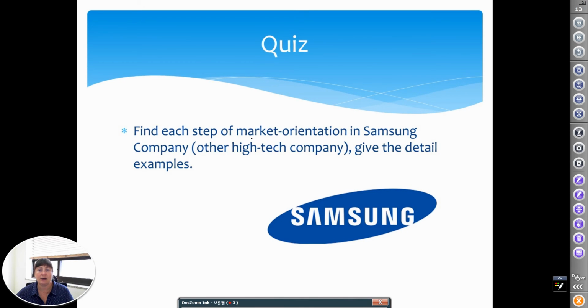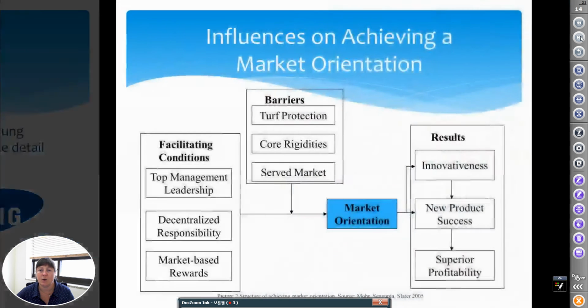And this is the case, the home task for you, my dear students. Please try to, we are speaking about the Samsung company or other high-tech company in the current market. Find each step of market orientation in Samsung company. You already know these steps from the previous slide, and give detailed examples. How does Samsung company, for example, manage that step? So the example of process, the example of activities, and we will discuss your result in class. It will be some kind of case and practice. It will be very interesting, I hope.